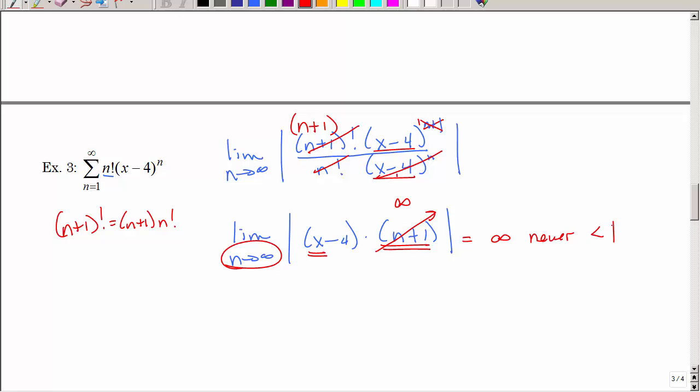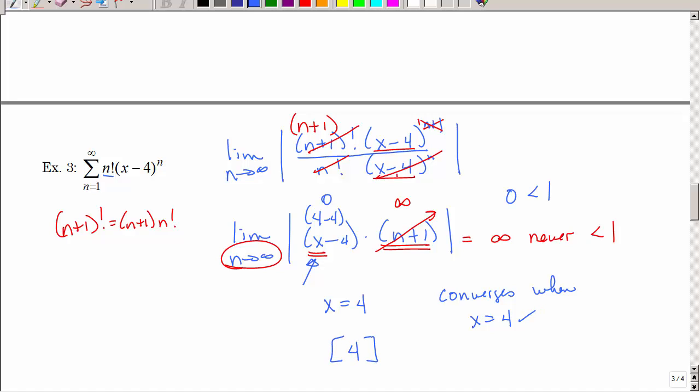No. Remember that every series converges at its center. Meaning, what would happen if x was equal to 4? Then you would have 4 minus 4, which is 0, and you would get 0, which is less than 1, and it would converge. So this only converges when x is equal to 4, so you could leave that as your domain, or again, you could write it in interval notation.